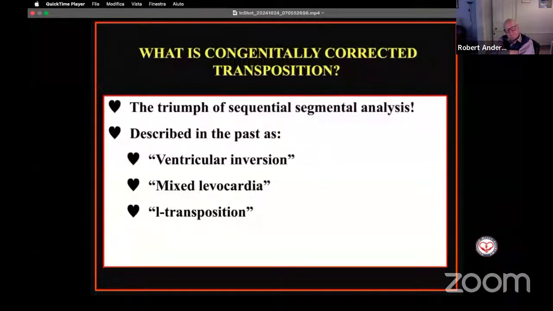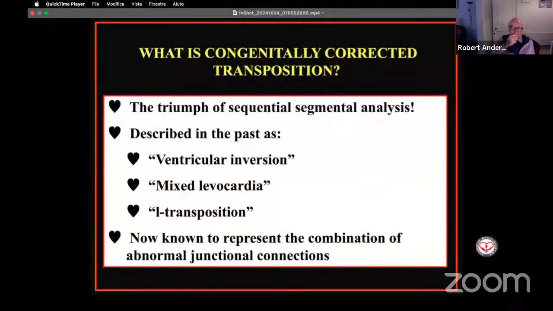Nowadays, all too often, we see the lesion called L transposition. We're going to discuss this in some length, because in most instances it is in fact that the aorta is positioned anteriorly to the left, but this is not always the case. So we can't use L transposition, as we will explain, as a synonym for congenitally corrected transposition. So what we need to do is look at the abnormal junctional arrangements that underscore the lesion that we prefer to call congenitally corrected transposition.